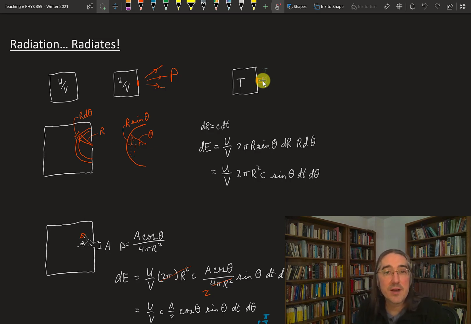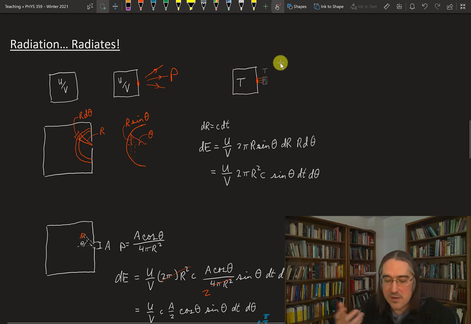So we're going to calculate what comes out of a hole in a box full of photons, because that's a straightforward calculation to put together. But by this thermodynamic argument, we know that any object that has perfect absorption and emission of radiation will also radiate the same spectrum. Good. So let's do the calculation.